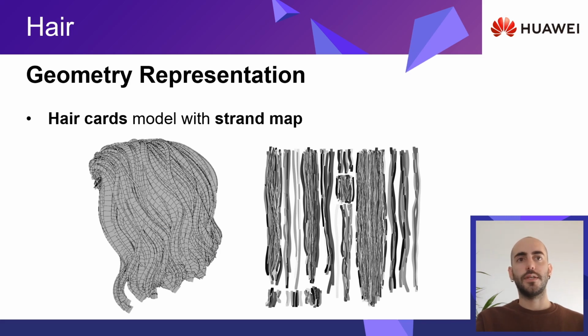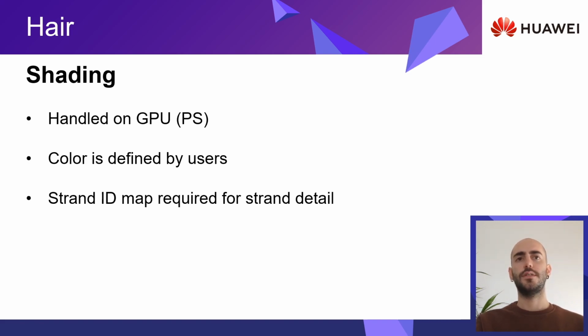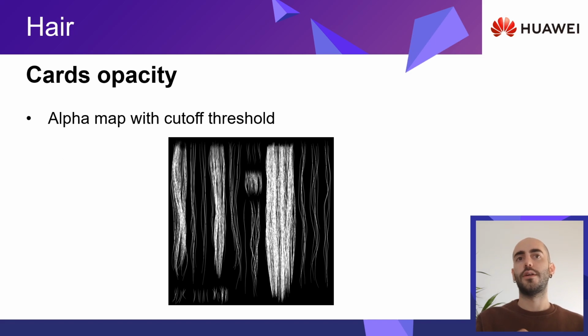To represent hair in our scene, the material introduced expects a hair cards model, which, as you can see in this figure, consists of a set of curved planes and a strand map containing the individual strand detail. This avoids having a very complex geometry. The shading is handled on GPU, so the users can modify the color of the hair with a single parameter and need to provide a strand ID map to achieve individual strand detail. When using hair cards, it is essential to provide an opacity map so that points in the cards without any individual strand information can get discarded.